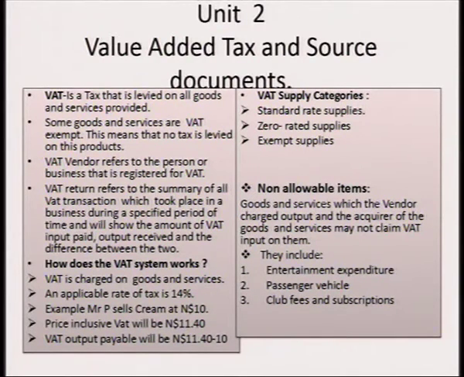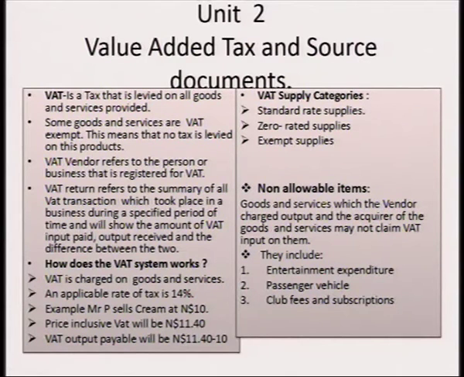Example, Mr. P sells cream at $10. The price inclusive of VAT will be $11.40, which is 14% added to the $10. So VAT output payable will be $11.40 minus the $10. So the VAT output will be $1.40.